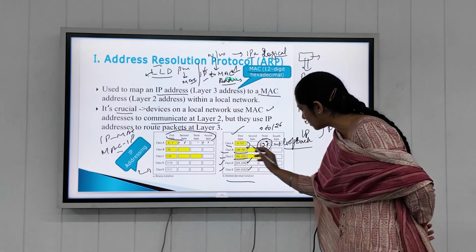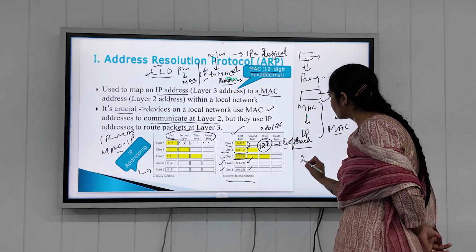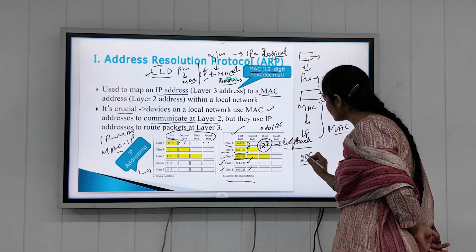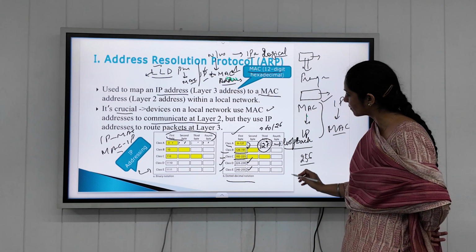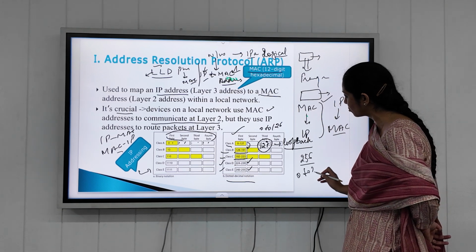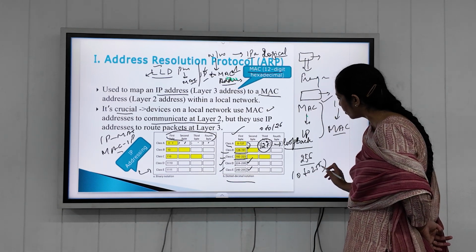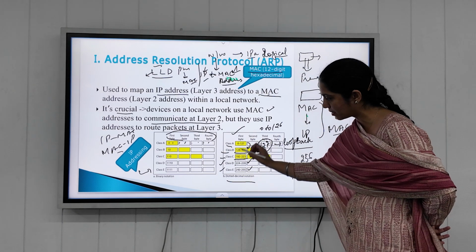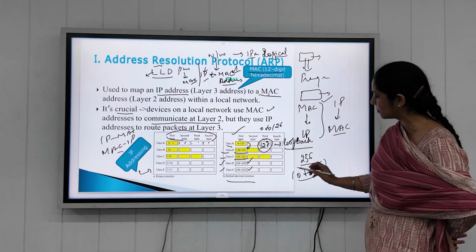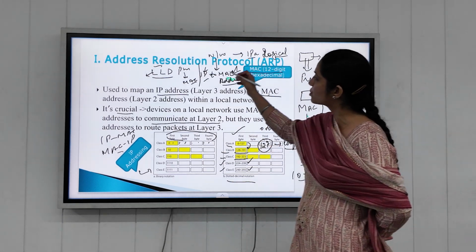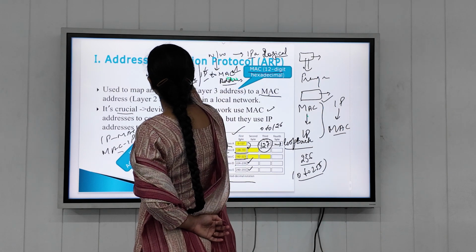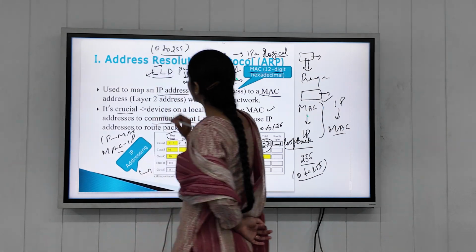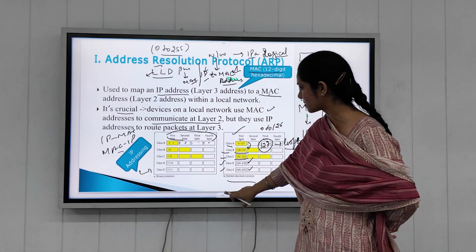This is a total of 256, so we have categorized the data from 0 to 255. That's why the whole address space of the IPv4 classes is covered under 0 to 255 through the various classes.